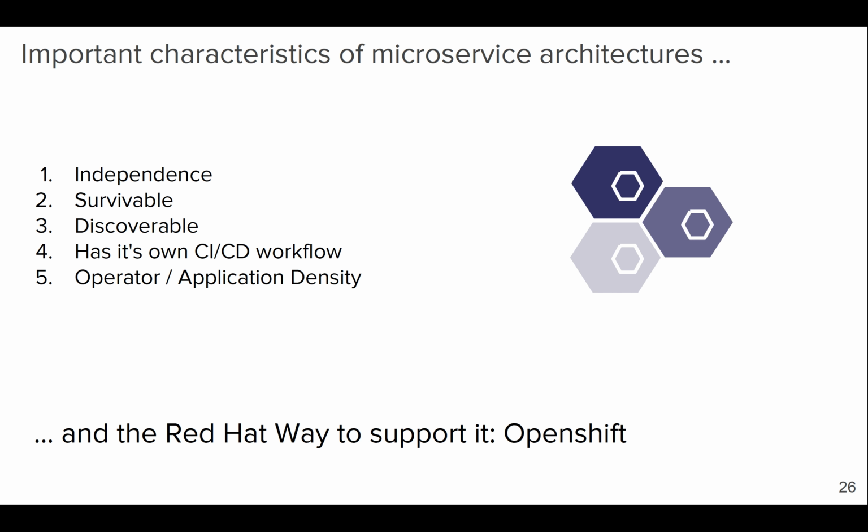Now let's talk about the characteristics of microservice architecture: independent, survivable, discoverable. Which means that they run independently. Even if other services are not available, they are able to survive. They are discoverable. You can look them up. You know which service they are being mapped to. You can look up and connect to them by that particular service name.